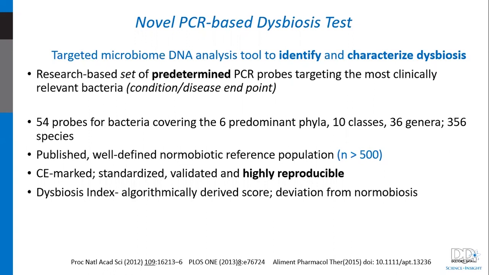Now, also included in this model is a dysbiosis index, which is a mathematically derived score that indicates the deviation from normal biosis for the patient's test results. And that dysbiosis score goes from 1 to 5, with 5 being the most severe.